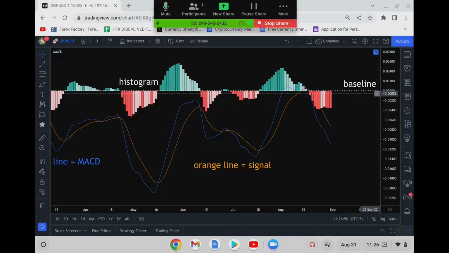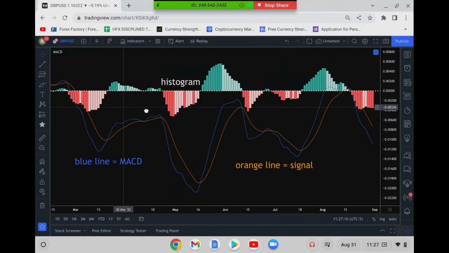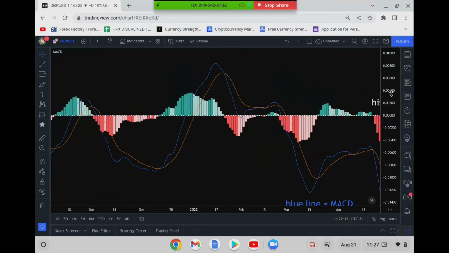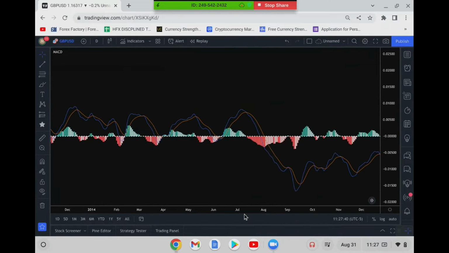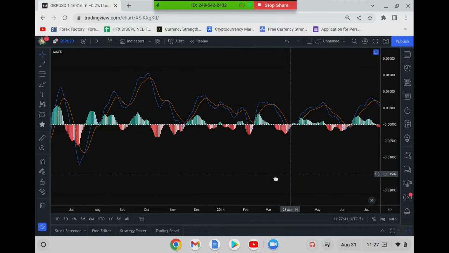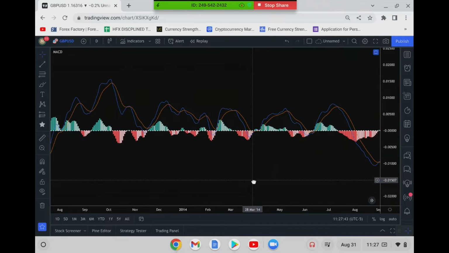Now, as you start to see buyers come into the market, you will start to see that this line will start to make its way up above the baseline, as you can see here in this example. And for a strong buy trend, you will see the same thing. Let's see if I can find a strong buy trend in the past here. So this, you guys, we could have assumed that this was a strong buy trend in the market.